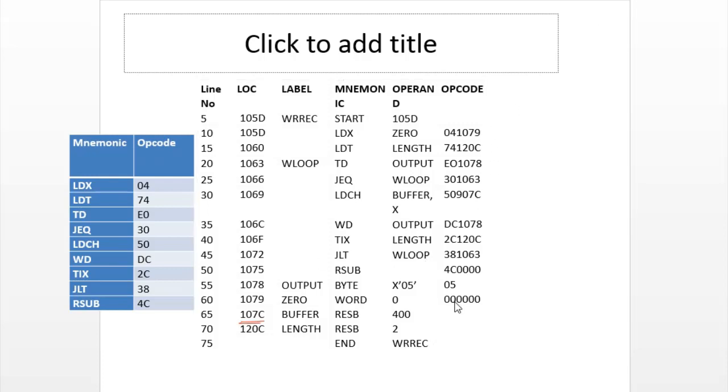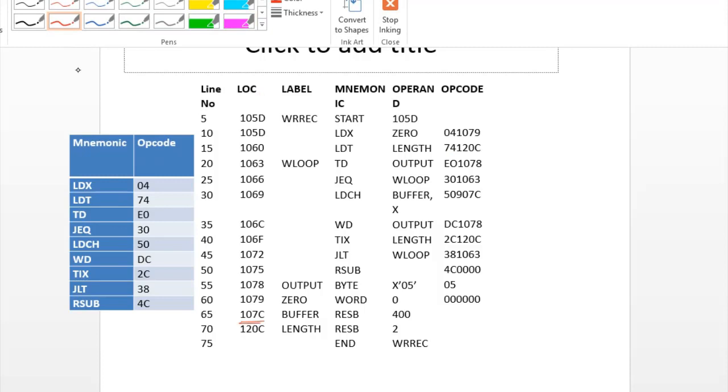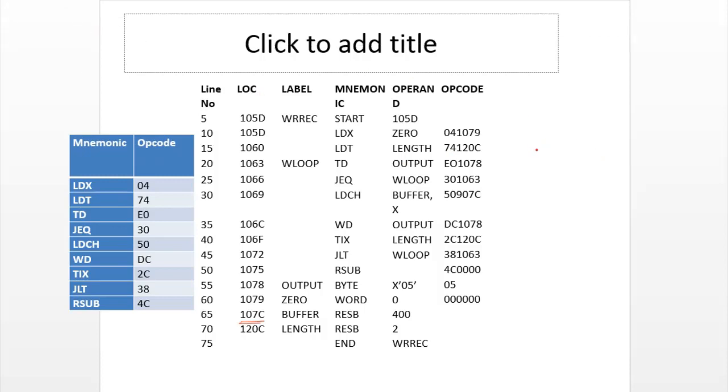So finally, we have converted each line of our program into its machine language equivalent. Object code we have created for our entire program. If you remember, the assembler generates two outputs: one is the object listing and another one is the object program. These are two outputs of our assembler, any assembler.